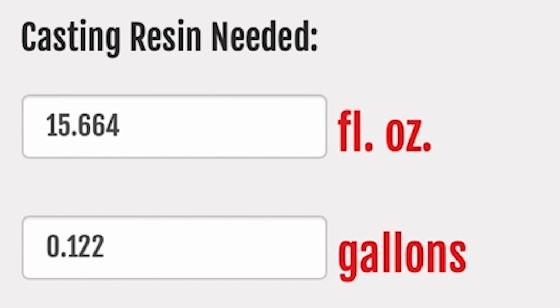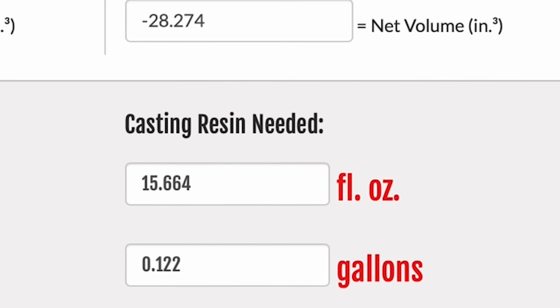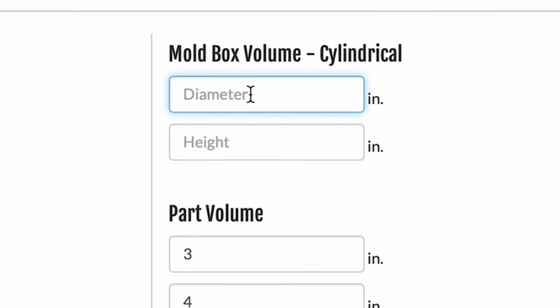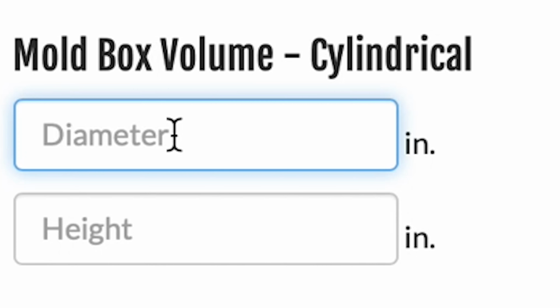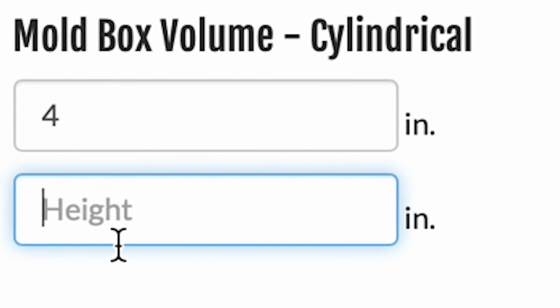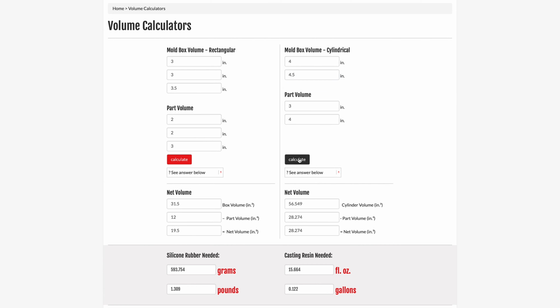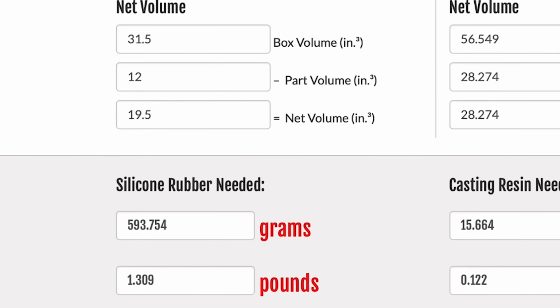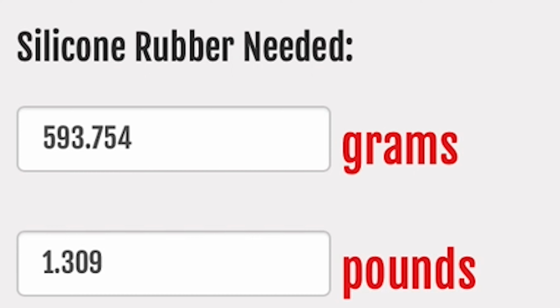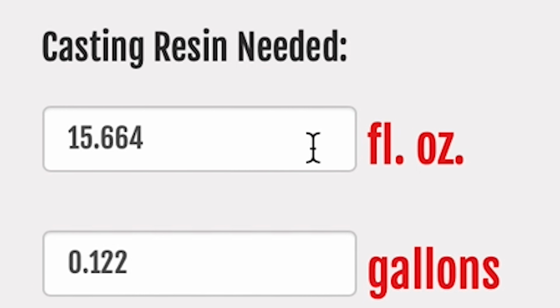out of resin. If we want to add a mold box, we'll take that diameter to 4 inches, and we'll take the height to 4.5. Hit calculate, and you'll see that we need roughly 594 grams of silicone, and again, roughly 16 fluid ounces of casting resin.